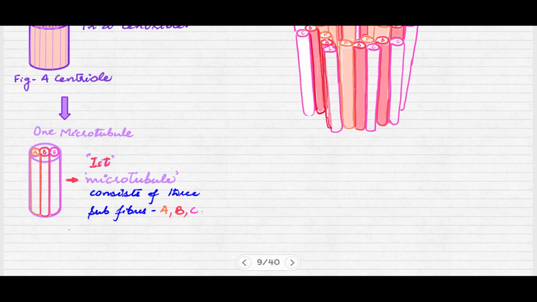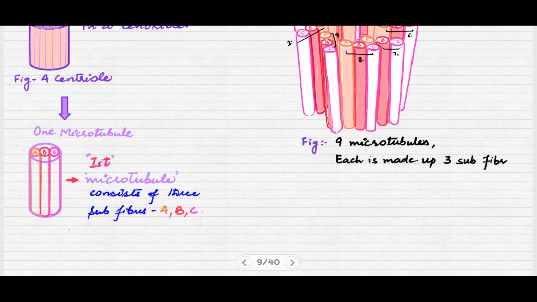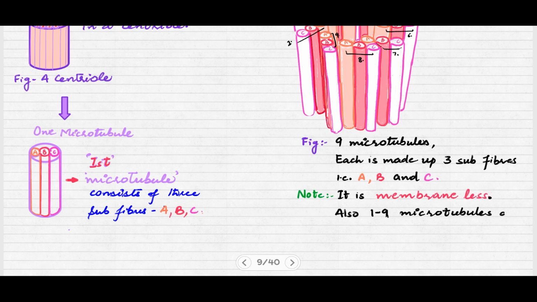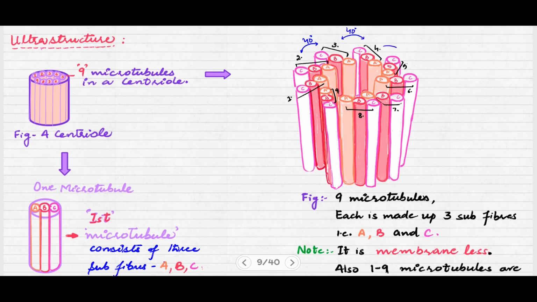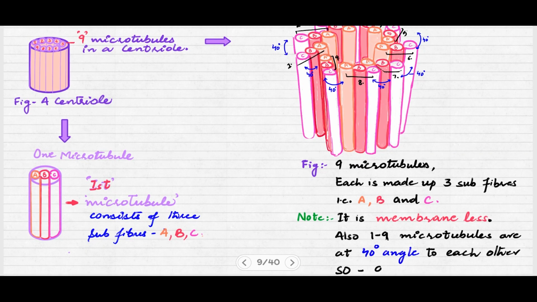Each centriole consists of 9 microtubules. One microtubule consists of 3 subfibers A, B and C. Please note, subfiber C is the outermost, subfiber B is in the middle and subfiber A is innermost in position. Each microtubule is tilted at an angle of 40 degrees to each other. Hence, they are making a circle of 360 degrees.